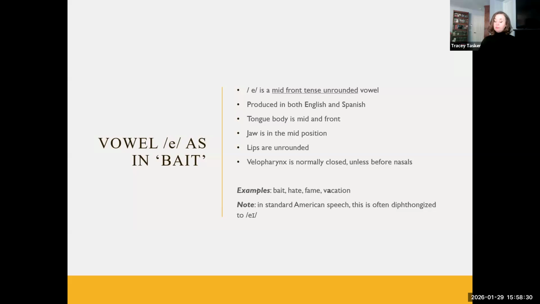Some of the words would be bait, hate, fame, and vacation. As you see in the note here, sometimes when it's being transcribed, it is transcribed as a diphthong. We are going to accept either when you do your transcriptions. It really varies. Even in articulation tests, sometimes the tests will have you transcribe it as a pure vowel, and sometimes it is expected to be transcribed as a diphthong.